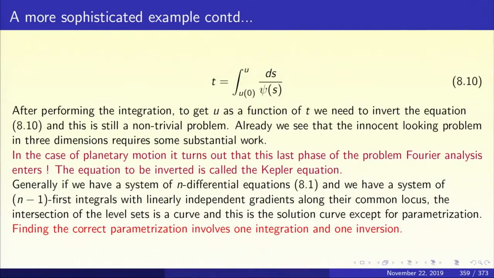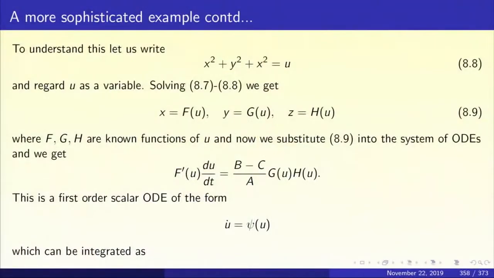Even if you are able to compute this integral in closed form, there is still one more problem left. We got t as a function of u. What we want is u as a function of t. We have to invert 8.10, because only when we find u as a function of t, we can substitute in 8.9 and get x, y, z as functions of t. It's only when we do this that we can definitely say that we have solved the system of differential equations. So solving the system of differential equations really means expressing u as a function of t. What we have done is express t as a function of u.